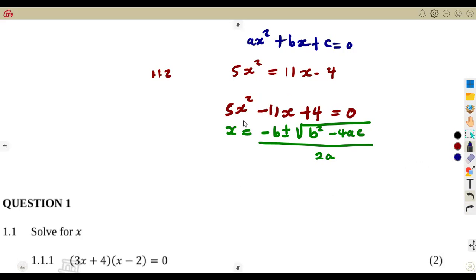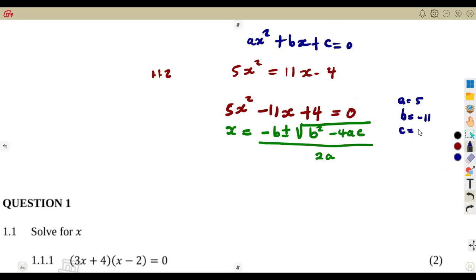So in our case, a being the coefficient of what? X squared. So our a in this case is equivalent to 5. Our b is the coefficient of x. So our b is equivalent to -11. All right. Then c is the constant.